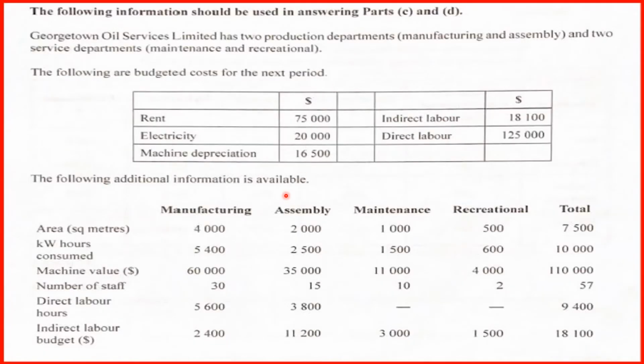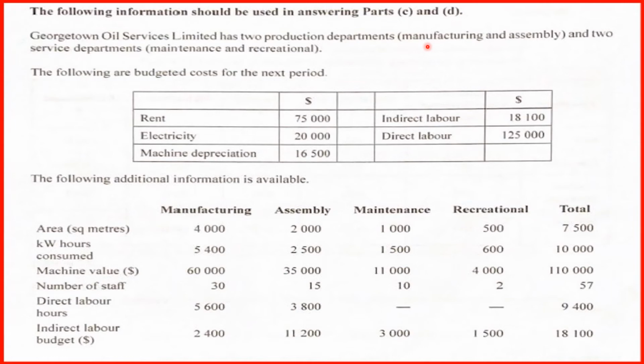The following information should be used in answering parts C and D. I looked for the part D and I didn't find any part D on my paper. I don't know if you have a part D on your paper. You could probably send it to me. However, the total marks for up to part C amounts to the 35 marks that is normally for module 1.